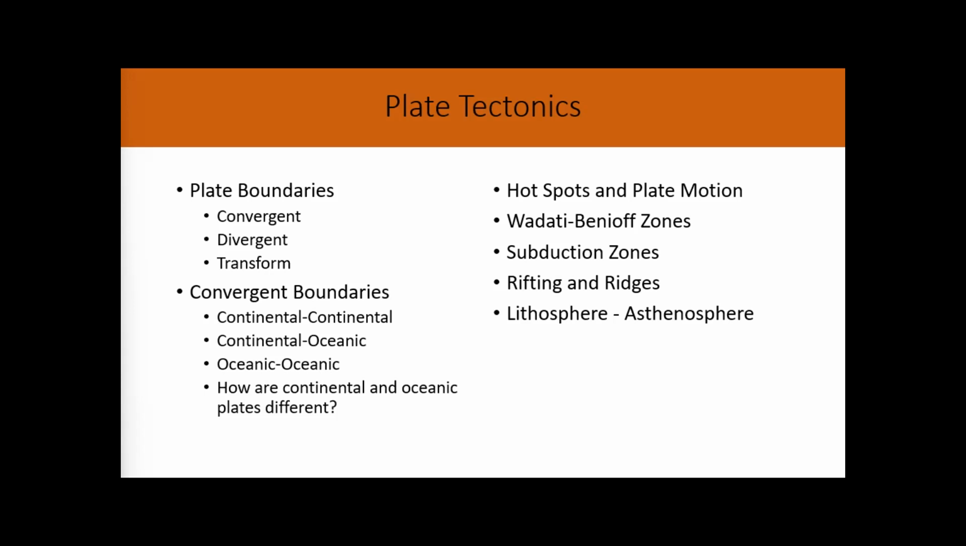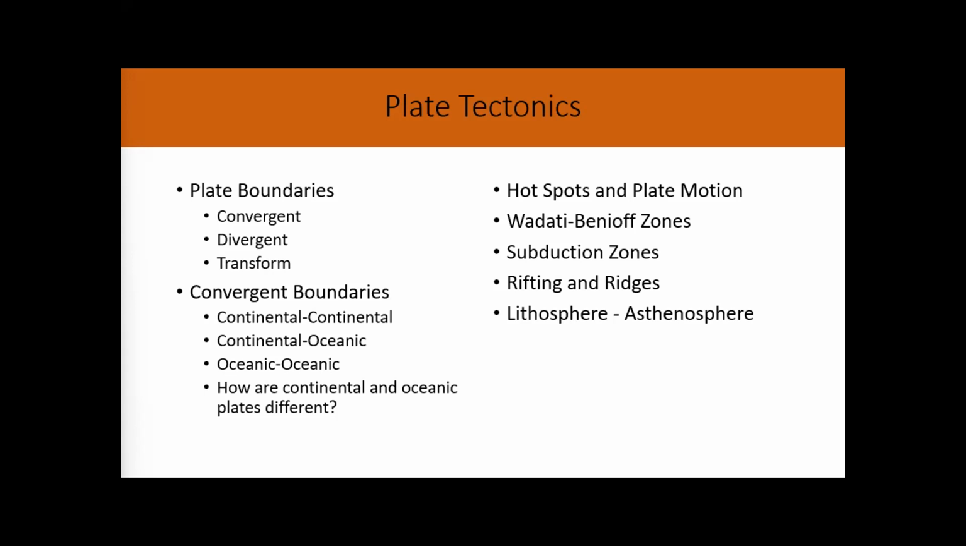Oceanic is going to give us our island arcs like Indonesia, Philippines, just because everything's so dense. So your volcanic arcs just poke up over the ocean surface as islands. And how are they different? Mainly their density, also the ways that they interact with each other. So keep that in mind.